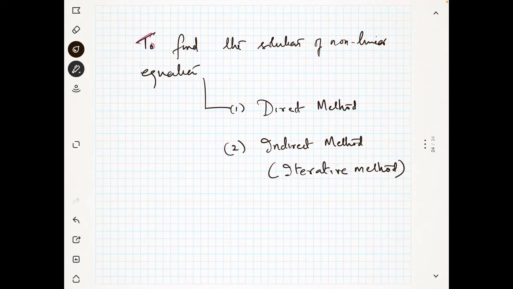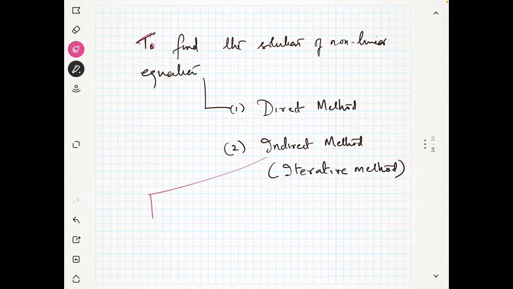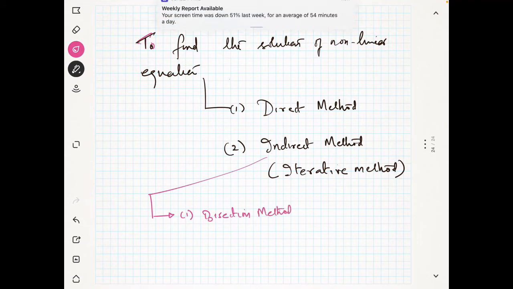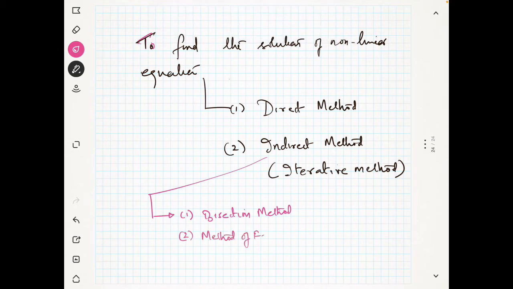So there are two types of method which is possible for solving a nonlinear equation. And we can actually again classify our indirect method into many types. We have many types of indirect method. First one is the bisection method. Bisection means two section. Bi means two. Okay, so bisection method. The second one is the method of false position.